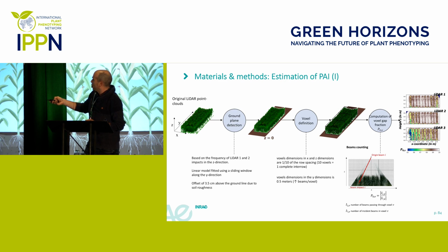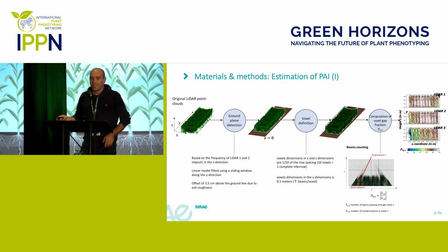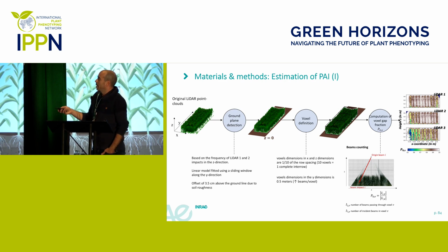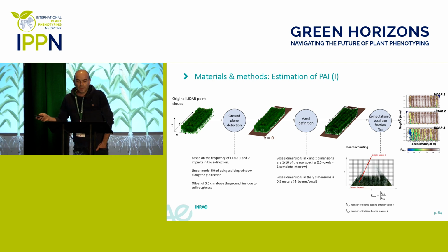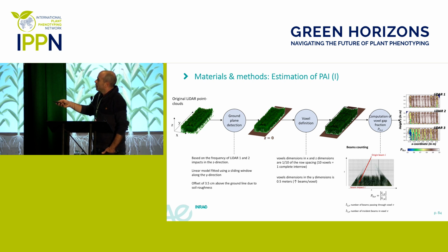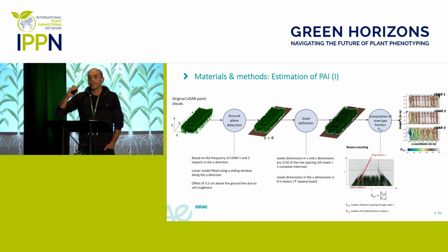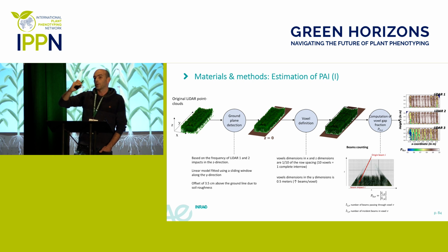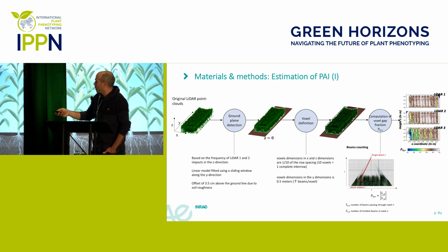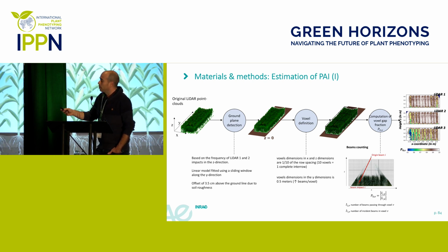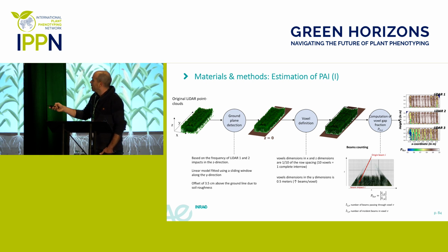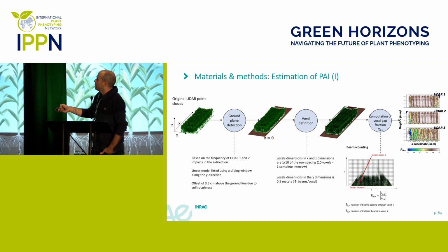Here you see the area that we destructively sampled. So how did we estimate the plant area index? First, we have the original LiDAR point clouds, and we estimate the position of the ground. We analyze the frequency of the impacts at the bottom of the canopy. We fit a linear model with a small offset to prevent the effects of soil roughness in the results. And then we voxelize the point clouds.